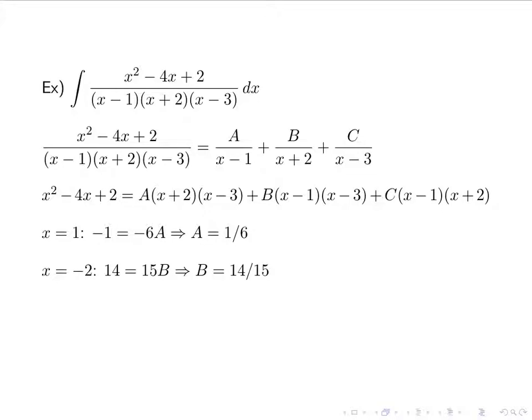Okay. And then lastly, we'll do the c's. X minus 3 is 0. That means x is 3. The a's cancel, the b's cancel. So if I plug it into x squared minus 4x plus 2, I plug in 3 over here. I get -1 equals 10c. And c is -1 over 10.